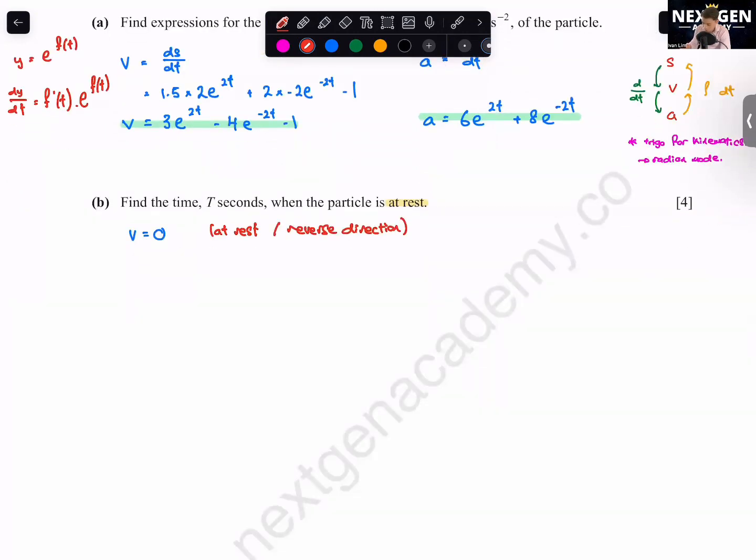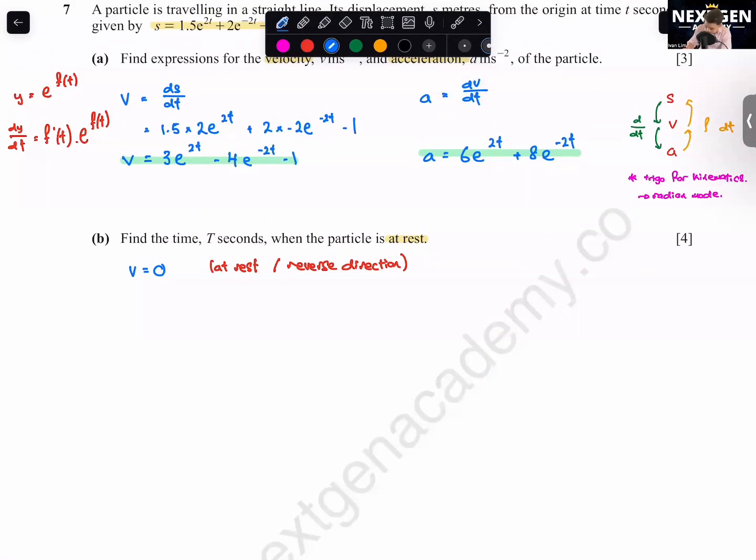So v equals 0. What's v? 3e^2t minus 4e^-2t minus 1 equals 0. If you all cannot see this specific equation, what you can do is let e^2t equal an alphabet first, easier for you to see. But you all need to start to recognize the form already. You all see here, 2t, negative 2t. This is a complex quadratic equation. Where was this from, right?